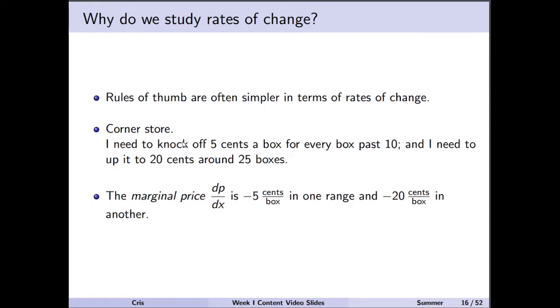Less profound, but no less useful perhaps, rules of thumb are often just simpler in terms of rates of change. The owner of the store doesn't memorize the prices. The owner of the store just knows to knock 5 cents off for every box past 10, and past 25 boxes you got to knock 20 cents off for every box. Okay, so it's the marginal price that really captures the understanding. So this is one reason why we study rates of change. They just make things simpler and more understandable.